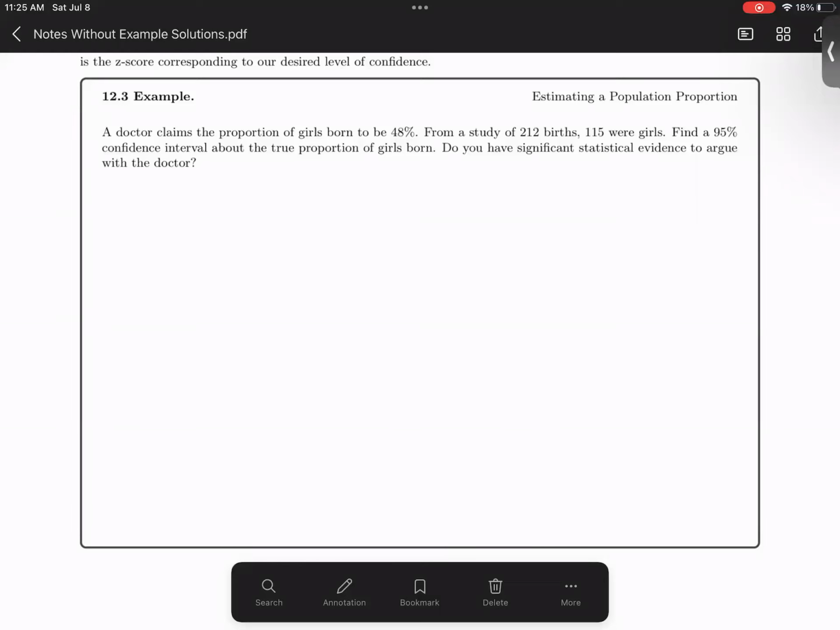We are using statistics or a sample value to estimate a parameter or population value. A doctor claims the proportion of girls to be born at 48%. From a study of 212 births, 115 of them were girls. Find a 95% confidence interval about the true proportion of girls born. So we're going to use the fact that we got 115 out of 212 girls, and we're going to guess what the true proportion of girls should be, and we're going to compare it to what the doctor is claiming. So let's see, do we have significant statistical evidence to argue with the doctor?